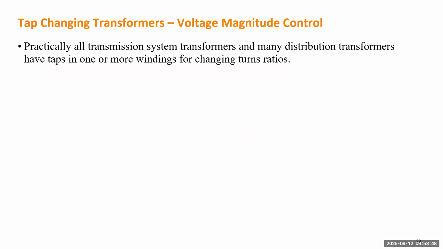Let's talk more about tap changing transformers for voltage control. In practice, most transmission system level transformers and many distribution level transformers have a tap by design, so they can change the turn ratios either online or offline. Some transformers can change the tap positions even while operating, and some have to be removed from the system, have the ratio changed, and then be connected back to the system.